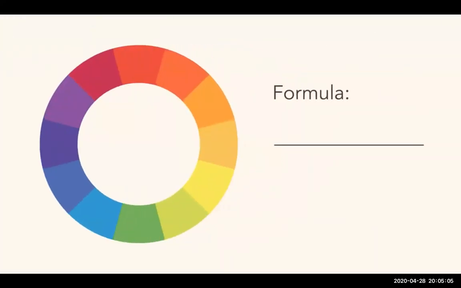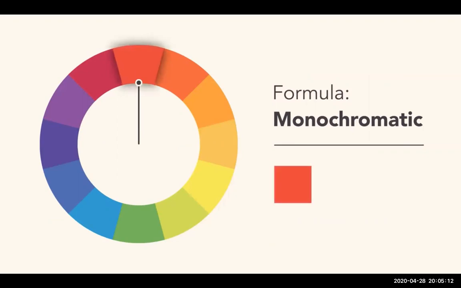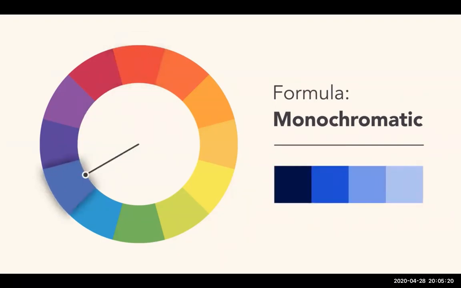The easiest formula for harmony is monochromatic because it only uses one color or hue. Just pick a spot on the color wheel and use your knowledge of saturation and value to create variations. The best thing about monochromatic color schemes is that they're guaranteed to match.